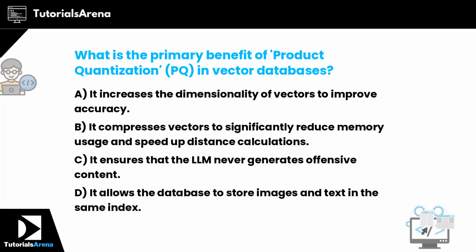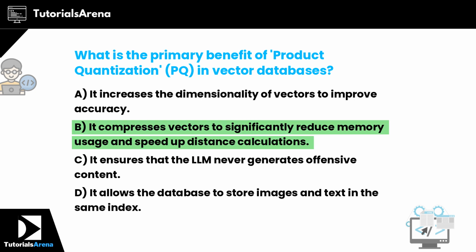What is the primary benefit of product quantization (PQ) in vector databases? The correct answer is option B. It compresses vectors to significantly reduce memory usage and speed up distance calculations.